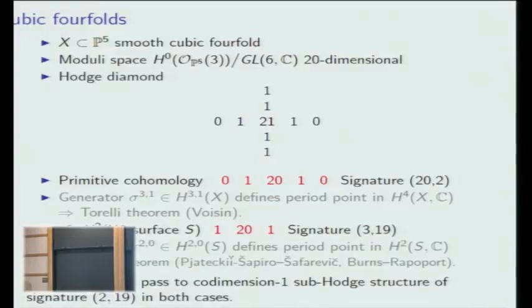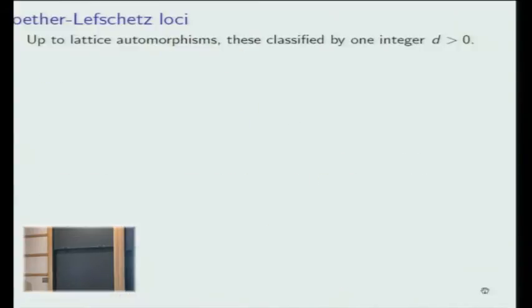But they can have a maximal sub-Hodge structure of signature 2,19 in both cases, which might be the same. And that is the case. So for some K3 surfaces and some cubic fourfolds, there is a natural 2,19 sub-Hodge structure of H2 for the K3 surface and H4 for the cubic fourfold, which are the same. So that was worked out by Hassett. So let me explain that.